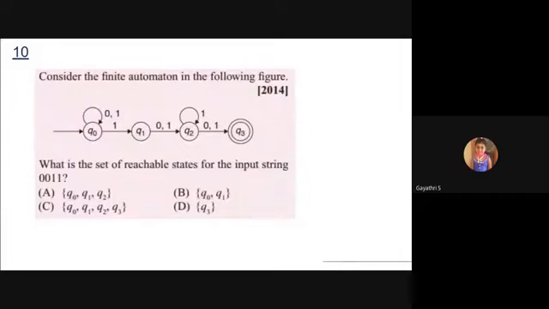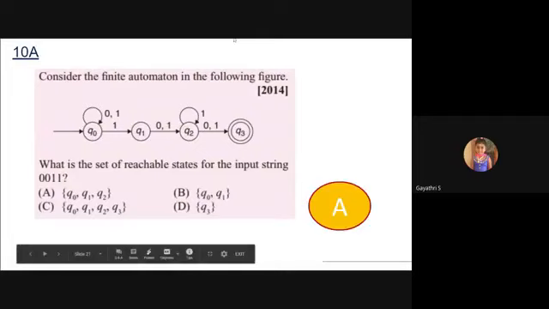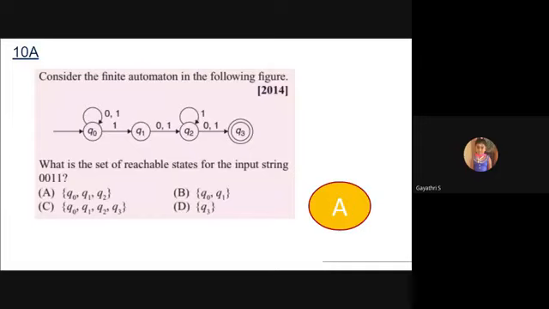Okay, mostly are preferred B, right? Let me check. A. Who is A? Gayatri, right? C, 0011, right? So, what is the set of reachable states? See here, 0, 0, 1, 1: Q naught is added. 0, 0, 1, 1: Q1 is added. 0, 0, 1, 1: Q2 is added. So A is the right one, and add Q2 because 0, 0, 1, 1.